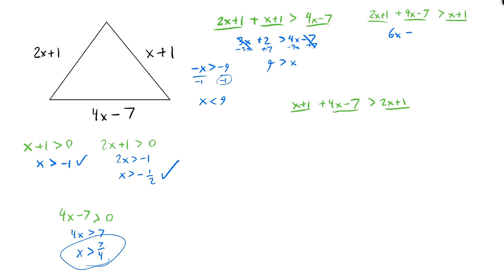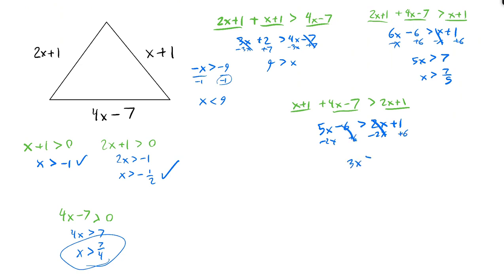Okay, so 6x minus 6 is bigger than x plus 1. I'm going to subtract the x, so it's on the left here. I'm going to add the 6 to both sides, so I get 5x is bigger than 7. And then x is bigger than 7/5. No switching the sign because I divide by a positive. 5x minus 6 is greater than 2x plus 1. I'm going to subtract the 2x. Okay, and then I'm going to add the 6. And I get 3x is bigger than 7, so x is bigger than 7/3. Okay, so now I just got to combine all these.